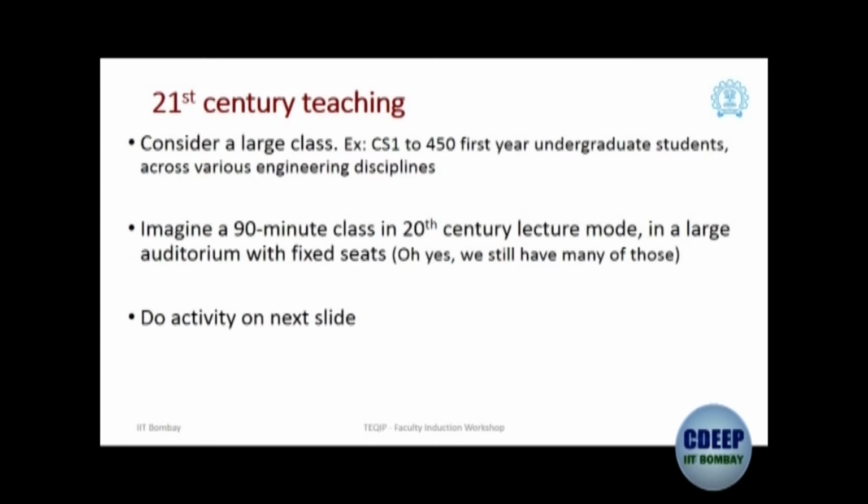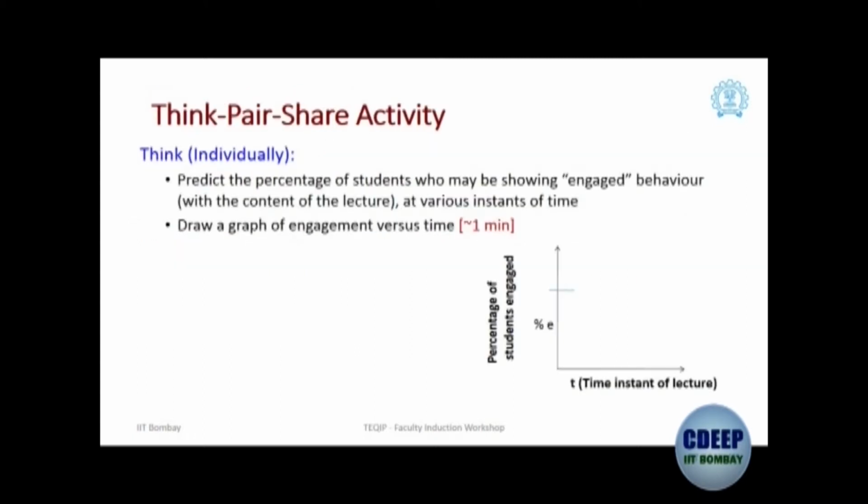I am going on lecturing, I am giving a fantastic lecture, but I am still going on lecturing, just going on talking, going on talking, going on talking. Okay, and there are people over there, there are people over there. So the thing that you have to do, again this is an individual activity, is to predict the percentage of students who may be showing engaged behavior with the content of the lecture. If you look at the graph, you have to draw a graph now.